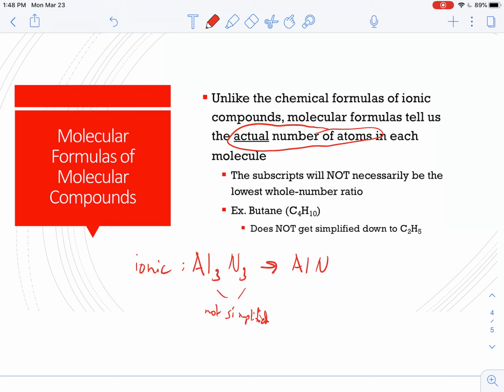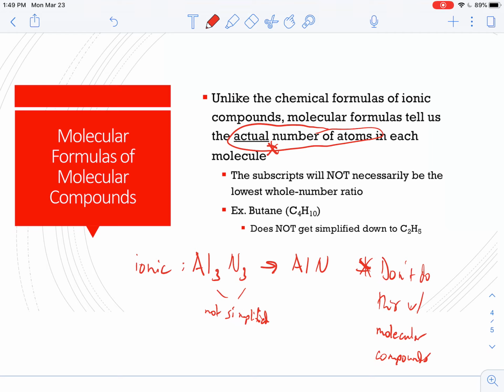So the big thing we have to focus on this time is that we do actually not want to do this with our molecular compounds. We don't do this with our molecular compounds. And the reason why we don't do this is that our molecular compounds tell us the actual number of atoms we need in that molecule.